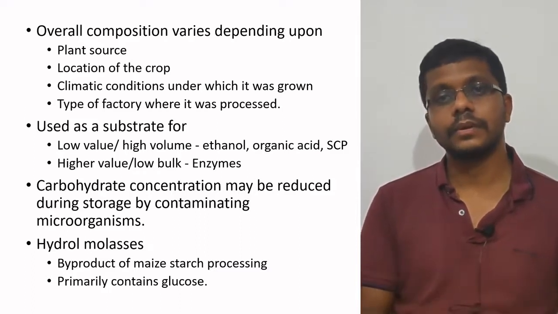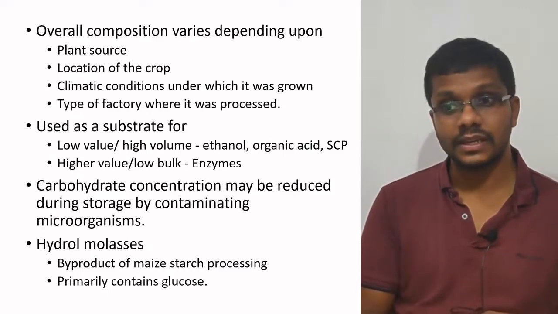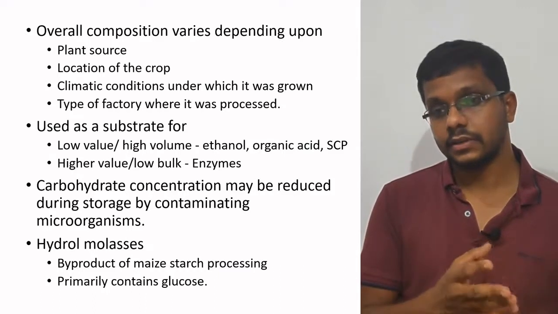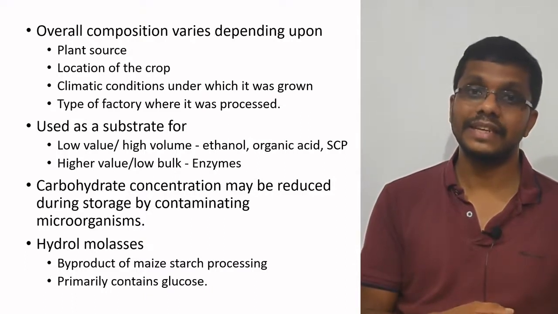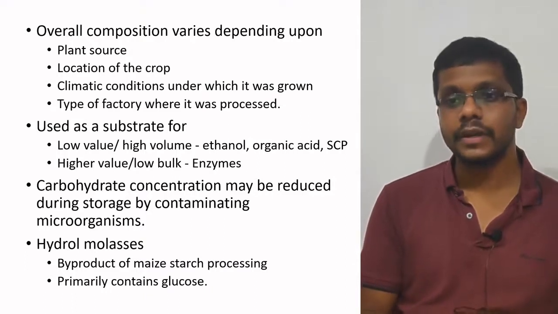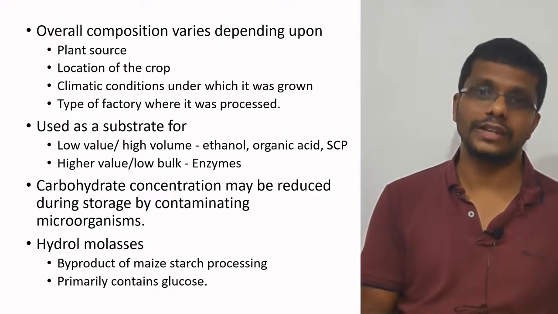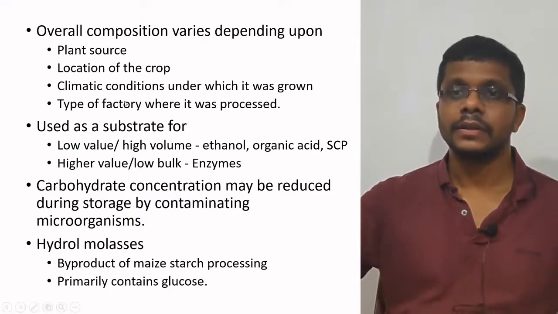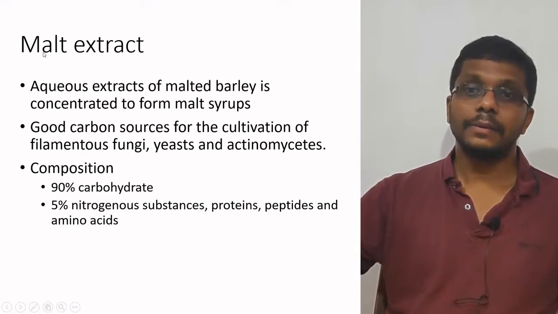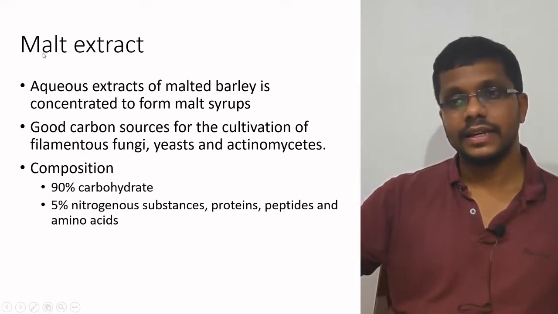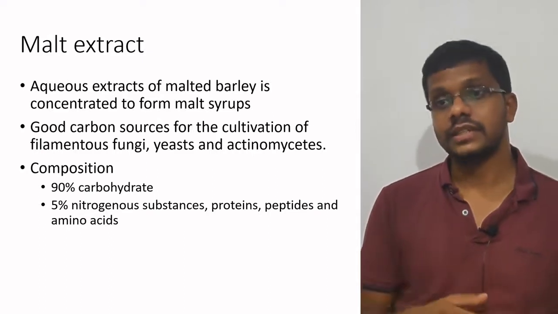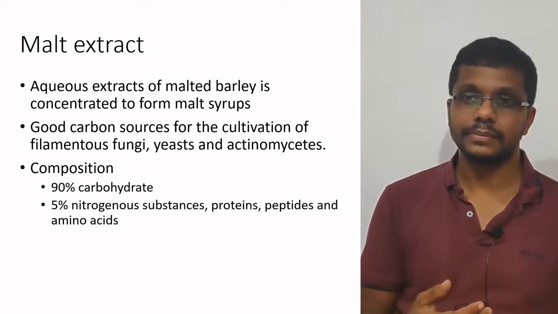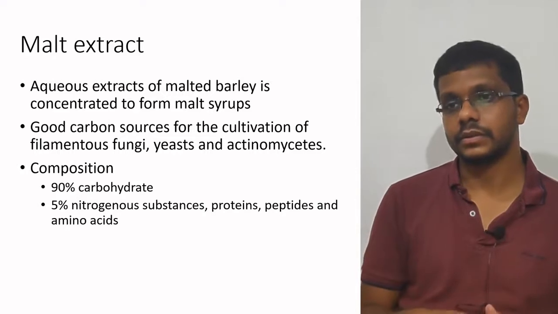One of the related molasses is called hydrol molasses. Instead of being produced from the sugar cane or the beet, the hydrol molasses is a byproduct of maize starch processing industry, and it primarily contains glucose as a main component. Next carbon source is malt extract. It's an aqueous extract of malted barley, which is concentrated to form malt syrup. So it originates from malt.